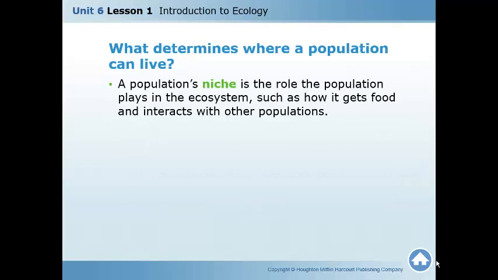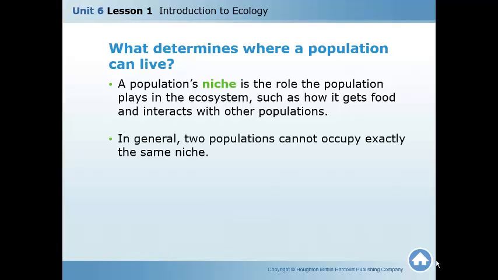Now, a population's niche is different than its habitat. Its niche is the role that it plays in the ecosystem, such as maybe how it gets its food or how it interacts with other populations. So think of a habitat as a home, the place where it lives, and a niche is kind of its job. So you probably have a niche, something that you're really good at. Maybe a squirrel's niche is that it's really good at gathering food. And so it plays an important role in its ecosystem with that niche. So a niche is its role, kind of like its job, and its habitat is where it lives.